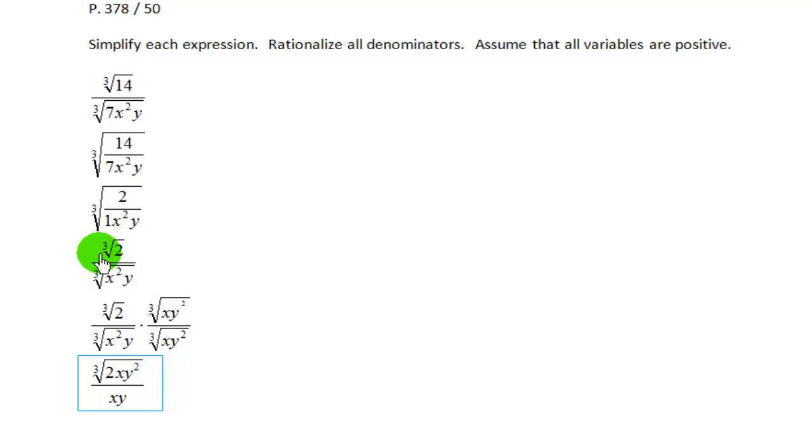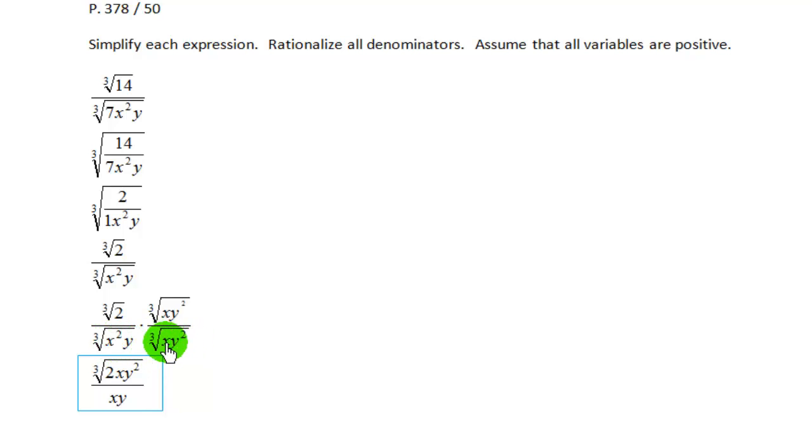Then I'll write that as the cube root of 2 divided by the cube root of x squared y. Now, I need to rationalize the denominator, which means I need 3 factors of x, I only have 2 of them, and I need 3 factors of y, I only have 1 of them. I need 1 more factor of x, and I need 2 more factors of y. So I'm going to multiply the numerator and the denominator by the cube root of what I need. I need a factor of x and two factors of y. So I'm going to multiply the numerator and the denominator by the cube root of xy squared.